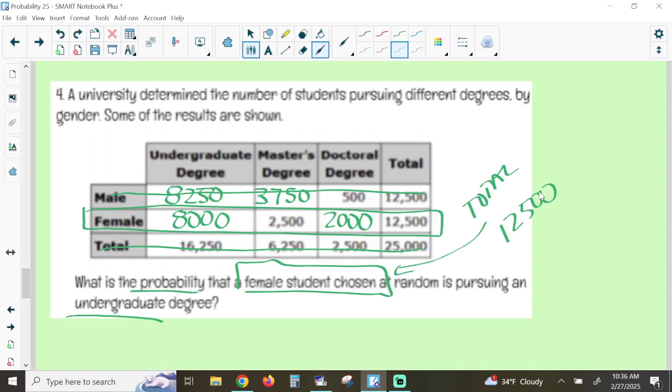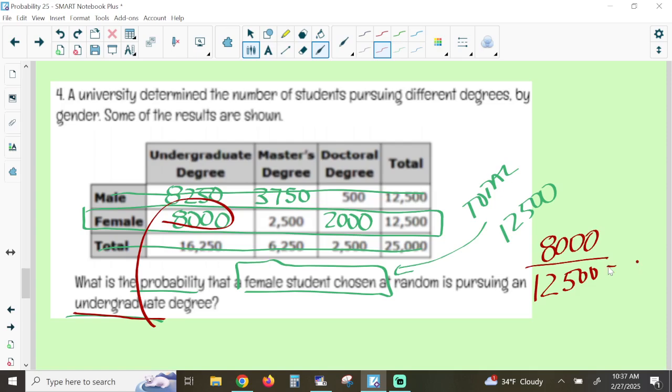And we want the undergrad people, which is how many? So our undergrad people are 8,000. So it's going to be 8,000 over 12,500. And I'm sure that simplifies because there's a bunch of zeros on the end. So clean that up. What is it? 16 over 25. That's beautiful. Love 16 over 25.